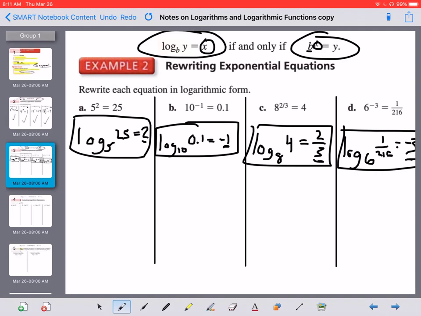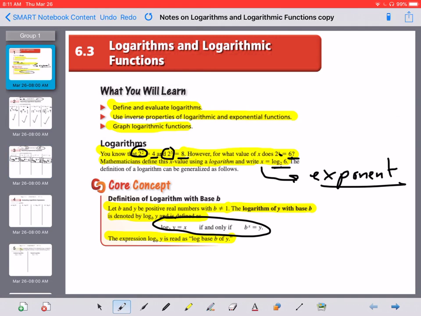For instance, like back on page 1, if you remember, that 2 to the x equals 6. There's actually a way to calculate that using logs. But again, we're not going to get into that yet. We're going to just get used to the whole format and how to put things from exponential to logarithmic, and so on and so forth.